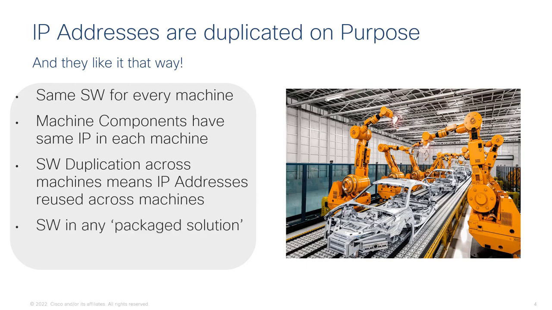And this typically comes across as a packaged solution or software in a package. That's why I say it's the same software for every machine. In this case, we're looking at these robots, but it could be any sophisticated machine. When you get something delivered to you as a package with internal components that are IP addressable, this is typically what they look like.